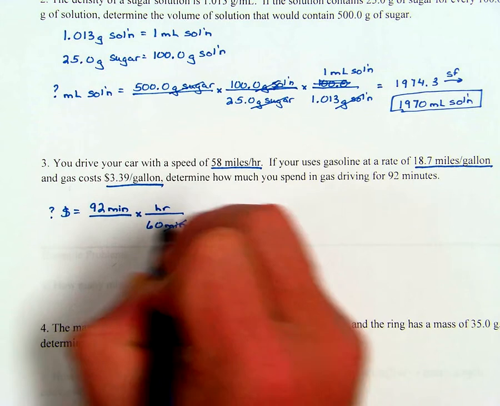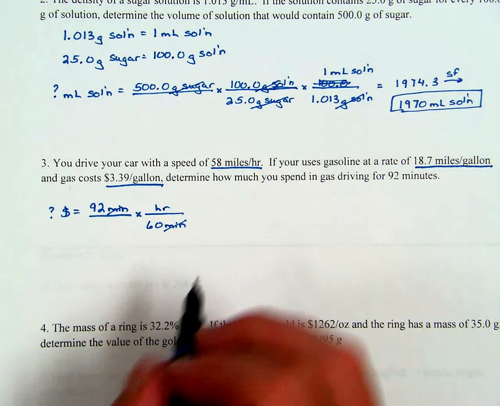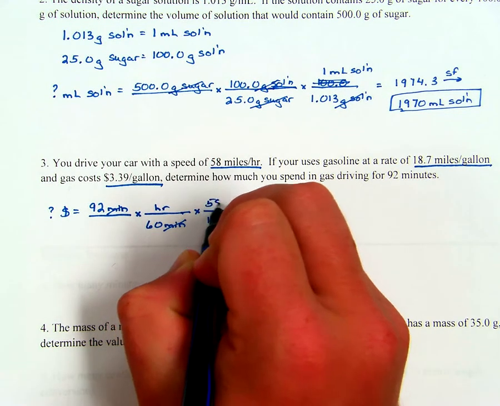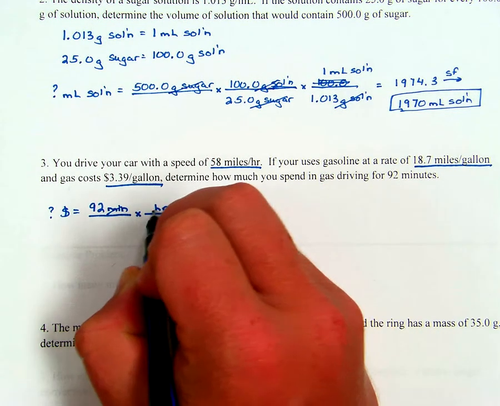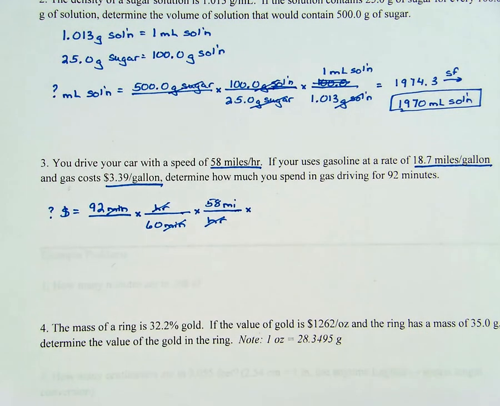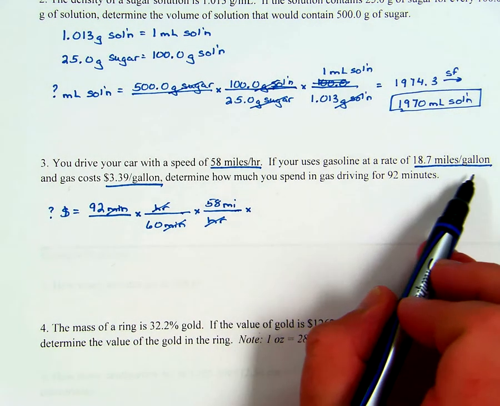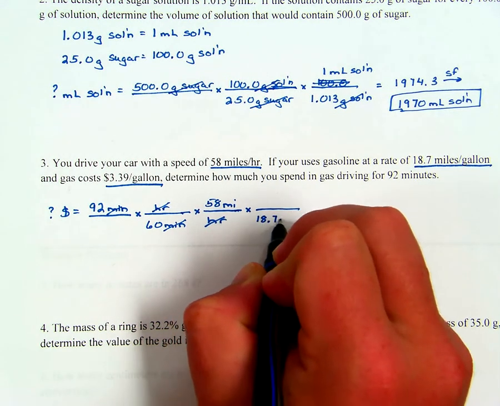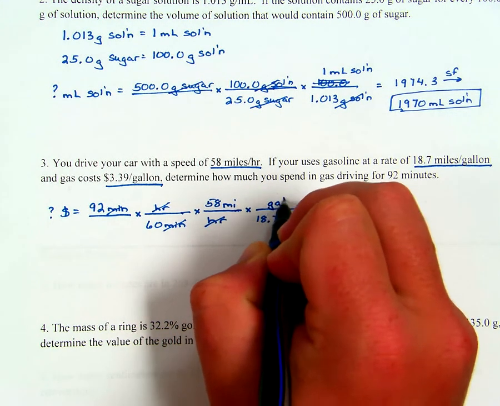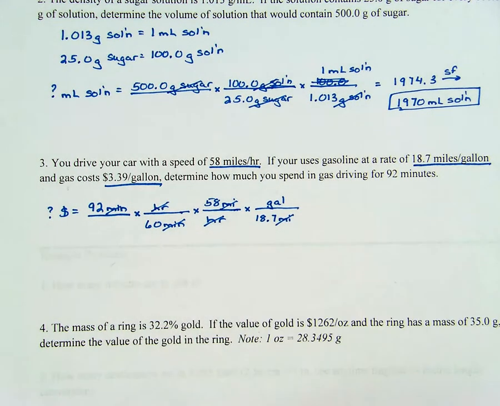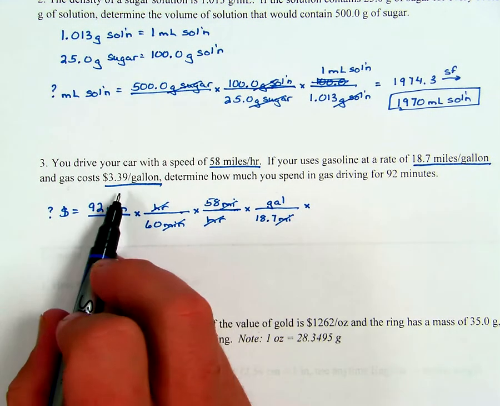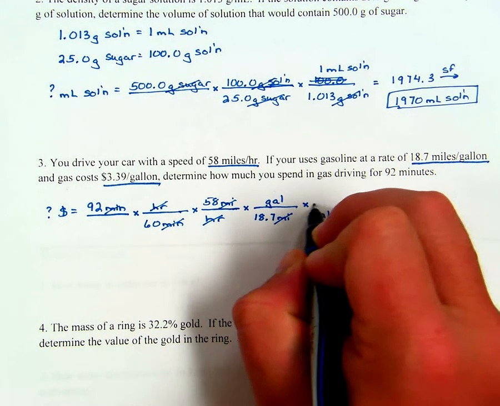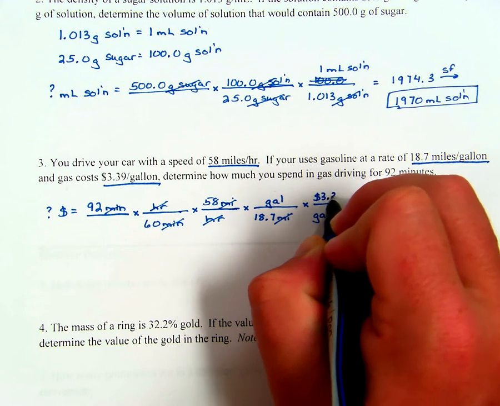Now I can use my 58 miles per hour. In every hour, we drive our car 58 miles. Hours cancel. Okay, now I can use a conversion factor with miles in it. Well, I think that would be my fuel efficiency. My miles need to go on bottom. I get 18.7 miles for every gallon. Miles cancel. Lastly, I can use our price of gas to go from gallons to dollars. Every gallon costs us $3.39. Gallons cancel. And there we go.